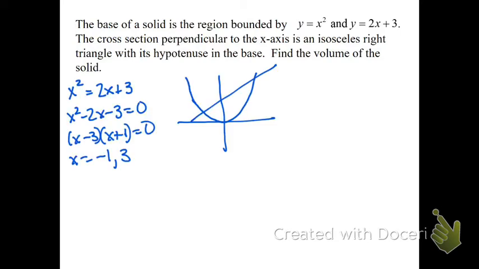So hopefully it came up with something like this. A parabola and a line. They intersect at, this has to be -1, and this guy has to be 3. Cross sections are perpendicular to the x-axis, so they're going in this direction, which means we're going to have x bounds. So we're going to be integrating from -1 to 3.